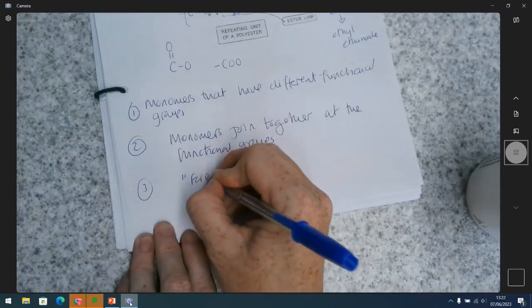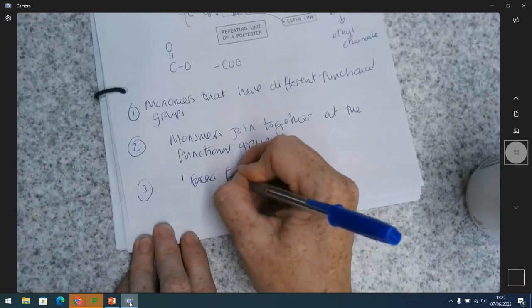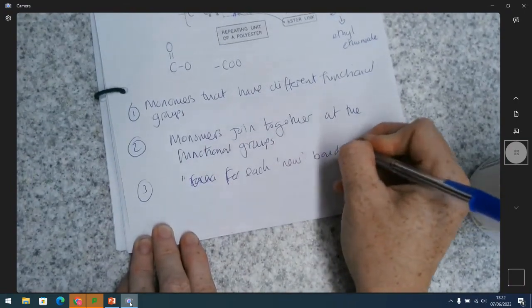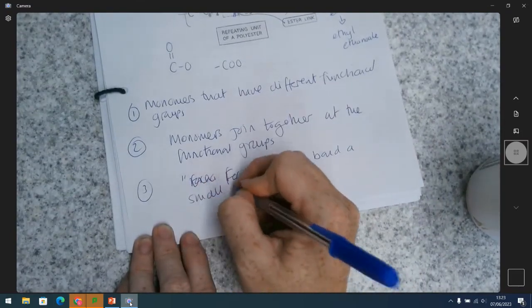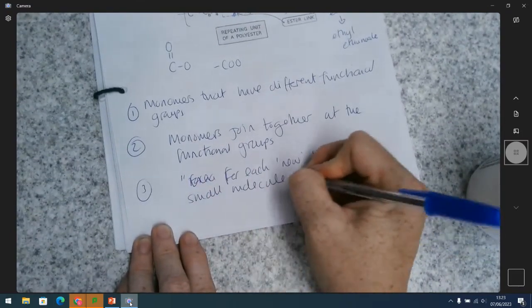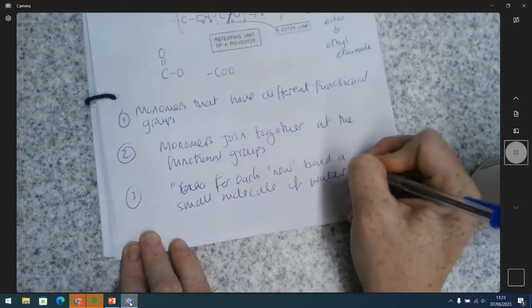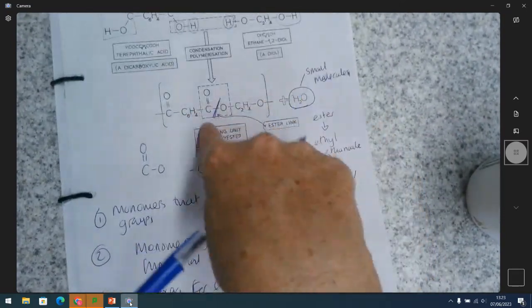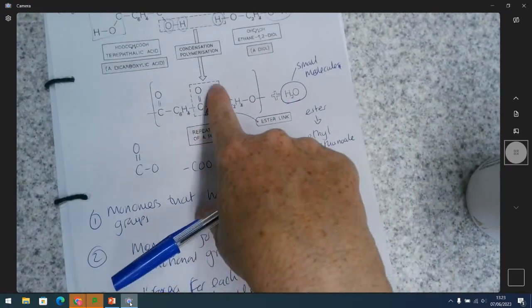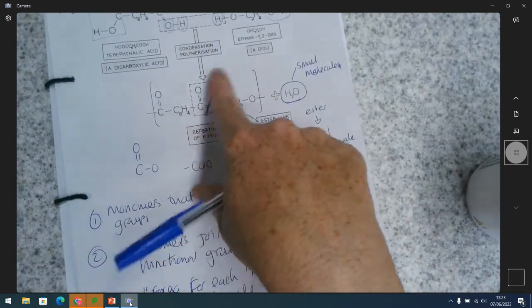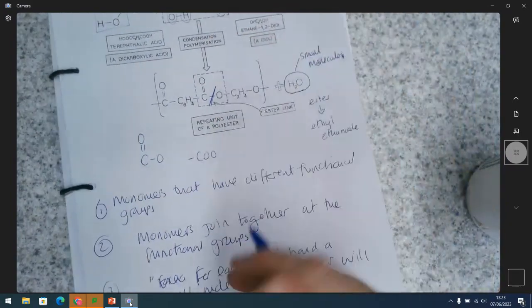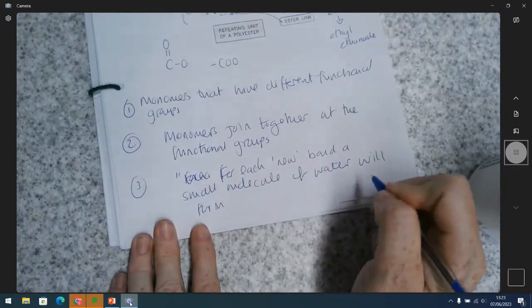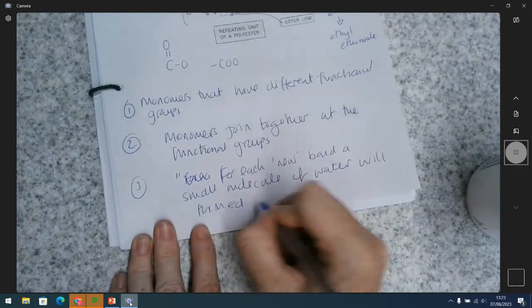So for each new bond, a small molecule of water will form. Now, you might be asked how many water molecules. It might give you a chain and you've got to spot the ester link. And know at each ester link, there would have been a water molecule produced. So you might have to work out how many is produced. I haven't seen that, if I'm honest, but you never know. Small molecules of water will be formed.